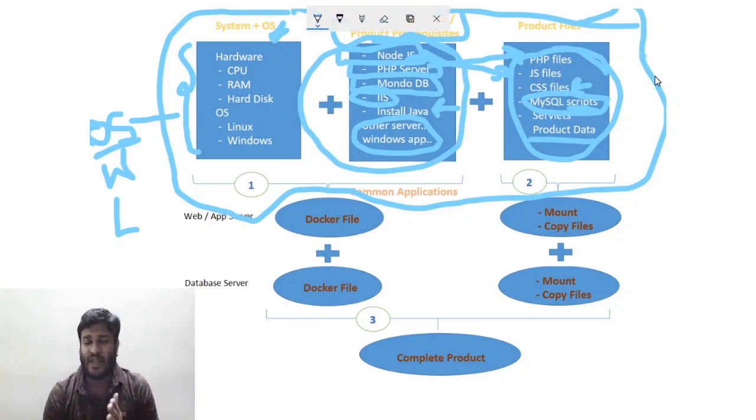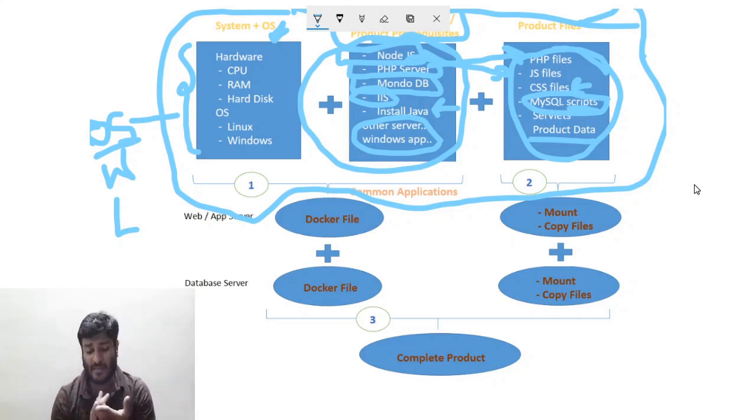So when you have installed the prerequisites and then finally install your product files, or copy and paste your product files to make a particular server run that product, right? This is the process followed in day-to-day life for installing a software, a product which is owned by a company.